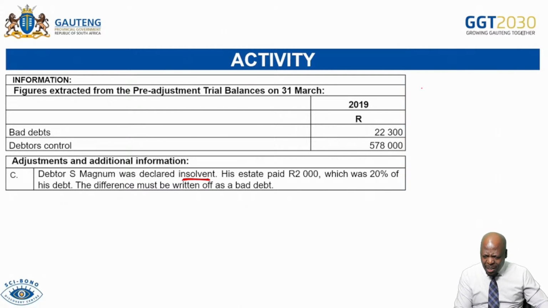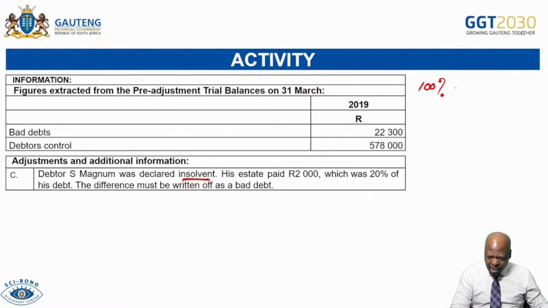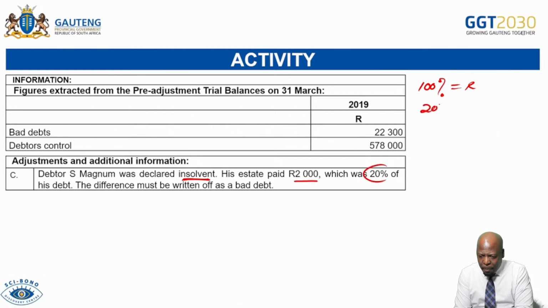So it tells us therefore that his initial debt was 100%. The full debt was 100%. How much was that? We don't know. They don't tell us how much that was in rands. But what we know is when he was declared insolvent, his estate paid 2,000 rands, which is 20%. So here they paid 20%, which is equal to 2,000 over there.